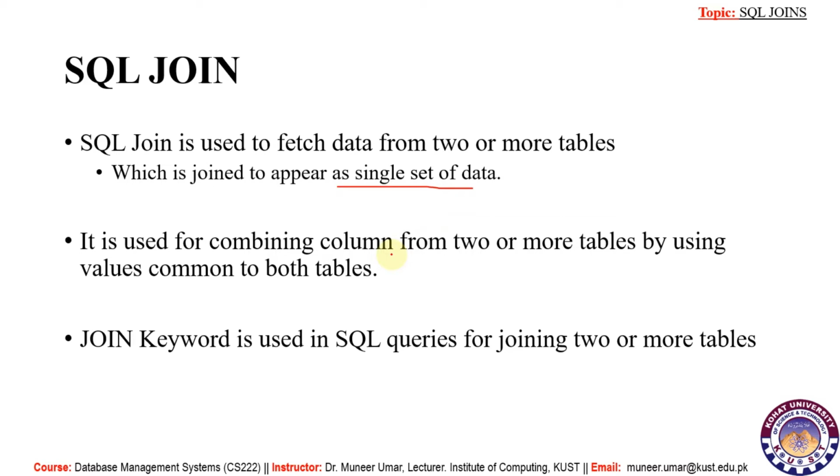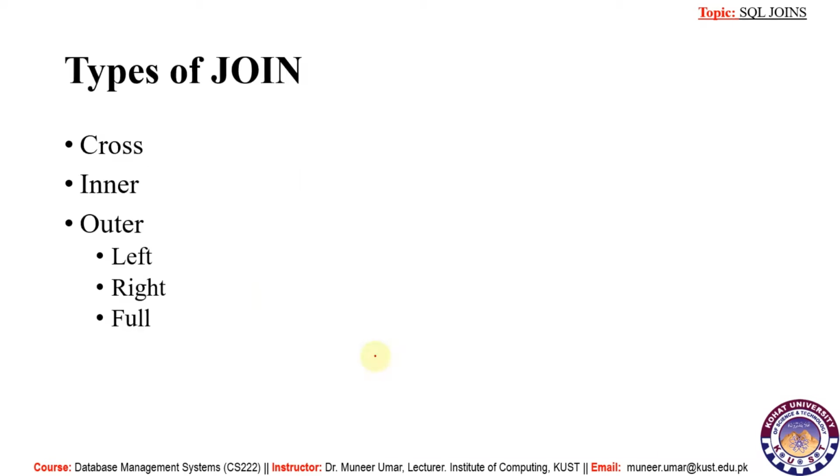So we consider some common columns for getting the combined data from 2 or more tables. The keyword used for joins is JOIN. Actually, we use this join keyword in select queries, and with the help of this join we combine multiple tables and we get a combined result from the execution of the query. We will cover these types of joins in our lecture.